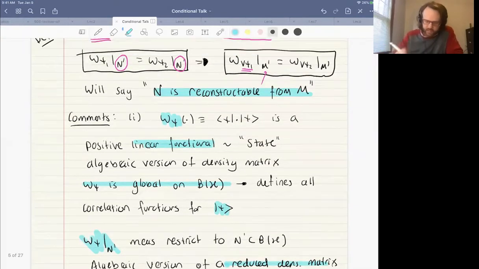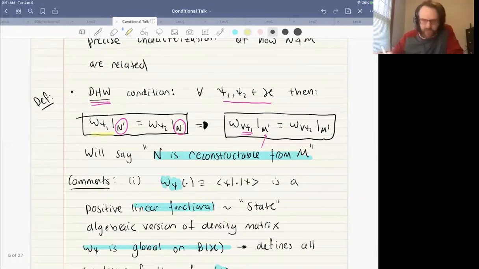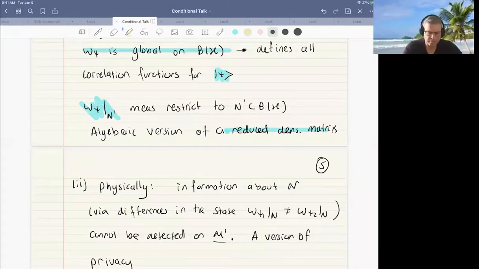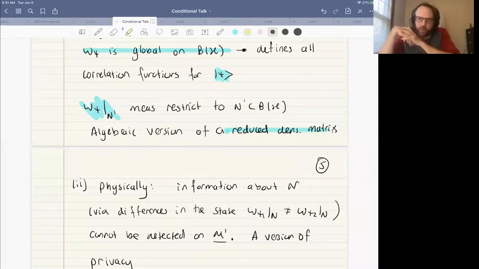So what this statement is saying is the reduced density matrix for the complement region in the bulk, if those two are the same in the bulk, then they should be the same on the boundary. Okay, so physically, all this is saying is that information about n, which is encoded in the difference, so the two vector states are going to be different in n, but they're the same in n prime. Any information that's in n cannot be recovered from n prime.